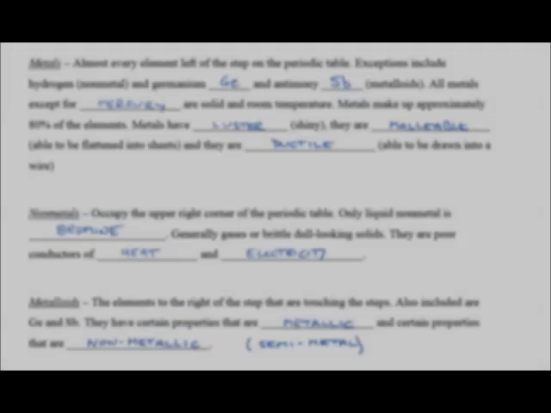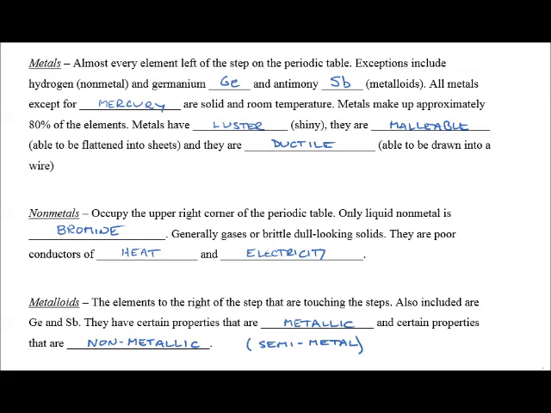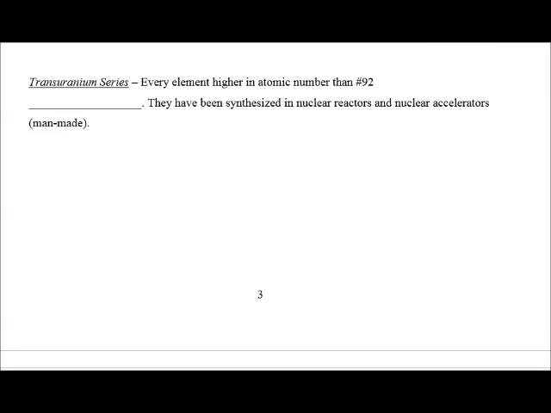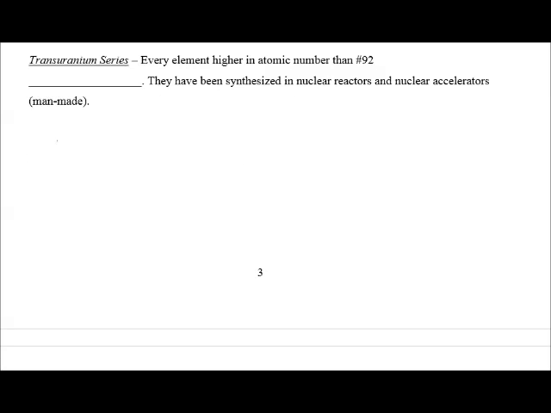This is Chapter 6, Video Lecture Number 2. Turn to the page in your notes that we did yesterday where it starts with metals. Scroll down to the bottom, and after the transuranium series, we're going to write in the diatomic elements.